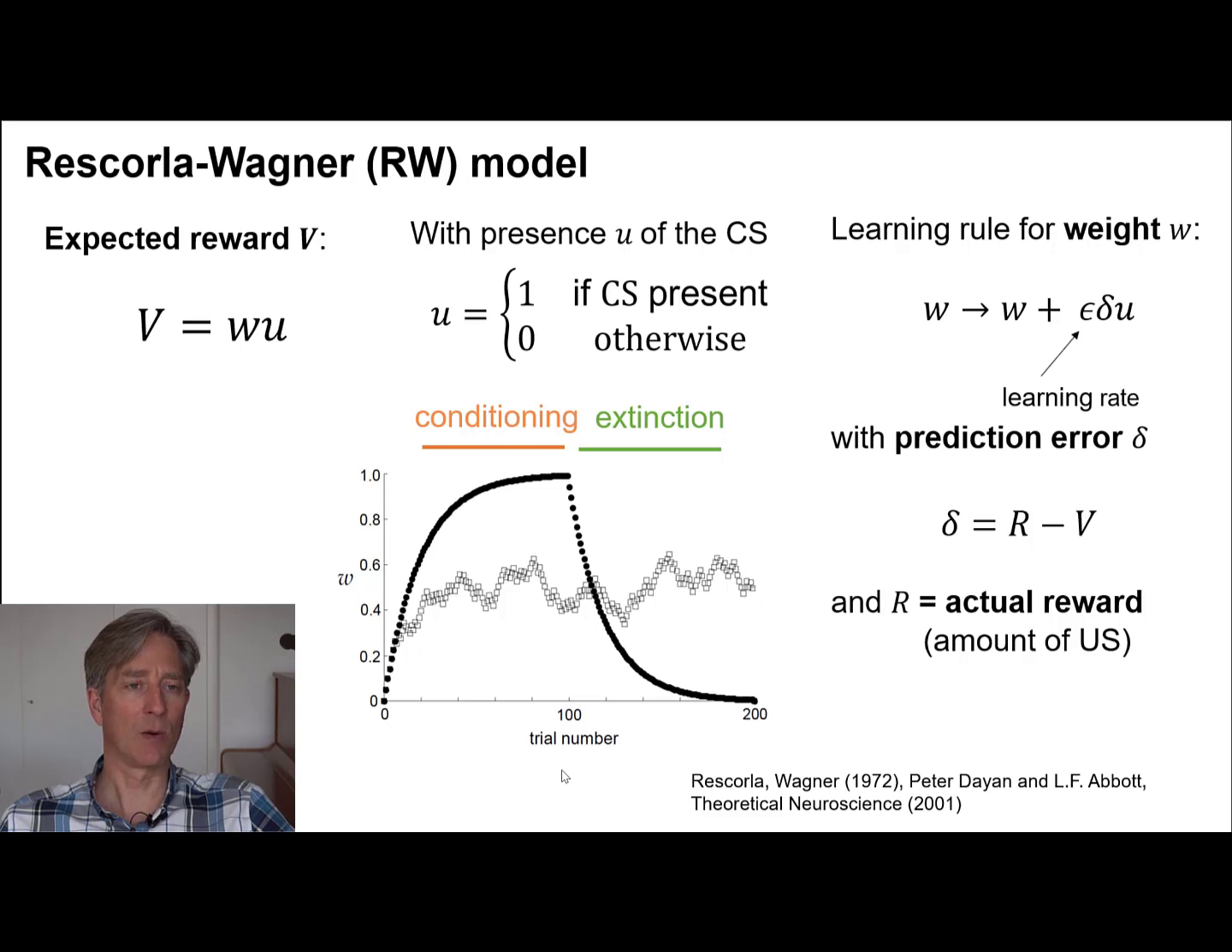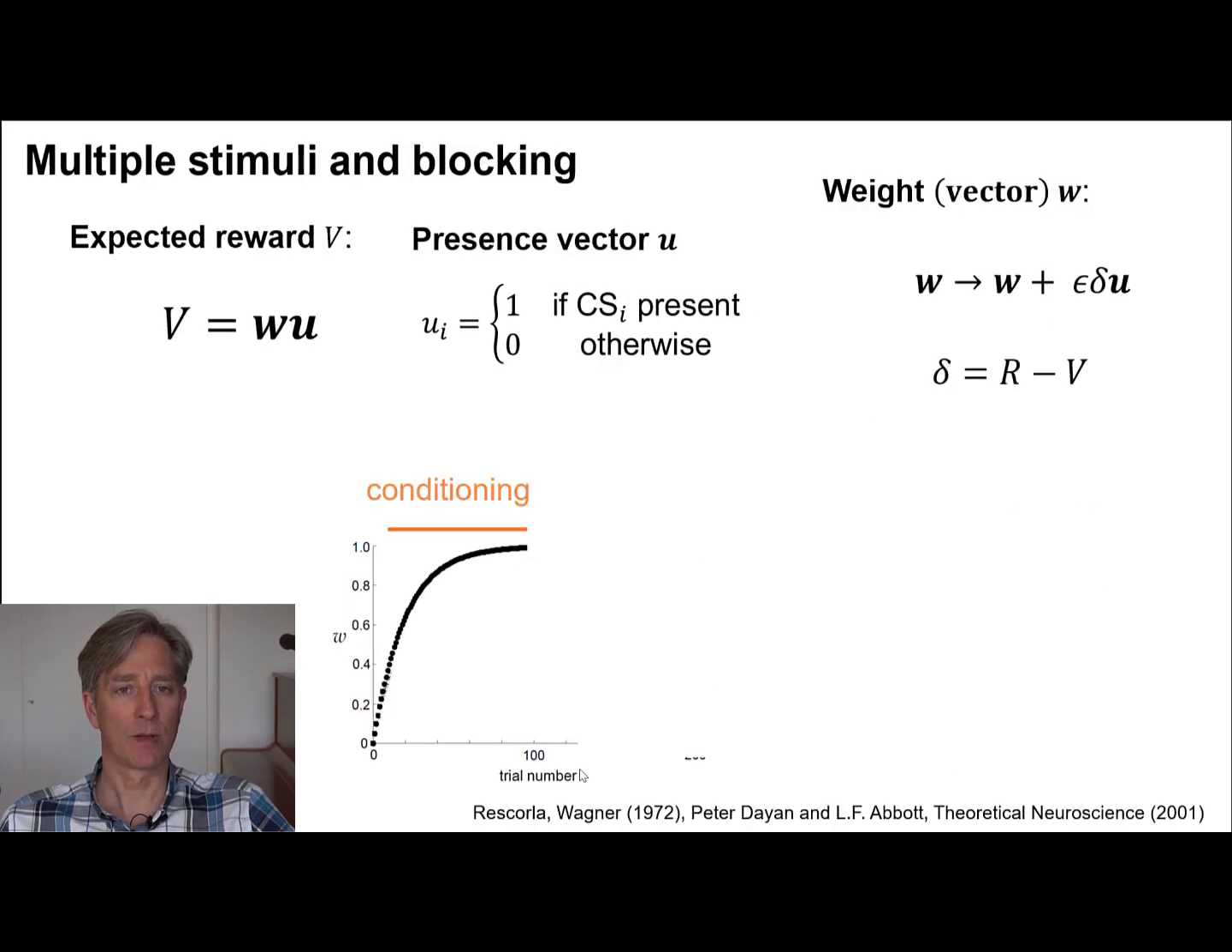And now what about blocking? Blocking happens when you have 2 stimuli that could potentially be predicting a reward. So here, when we have 2 stimuli, we simply turn this product between W and U into a scalar product. So W is now a weight vector and U is a presence vector. So the i-th component of that vector is 1 if that conditioned stimulus is present, and it is 0 otherwise. So now we have a weight for each type of stimulus that is present. And the learning rule is the same. W changes in proportion to U, and delta is still the difference between the reward and the expected reward.